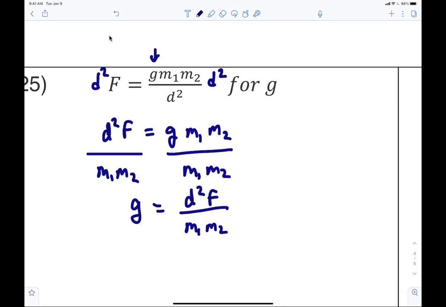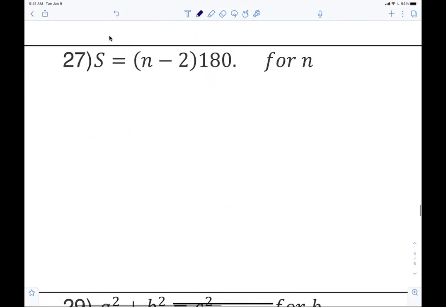How would you divide with mass 1 and mass 2 together? Well, you can do it separately, but they're all being multiplied, so to undo the multiplication, you can divide them all. Yes. All right, I'll let you try. Let's give number 27 a shot.